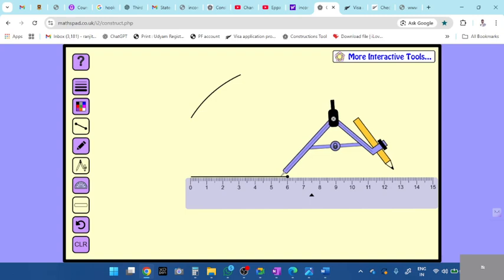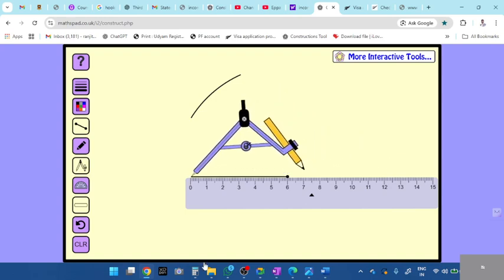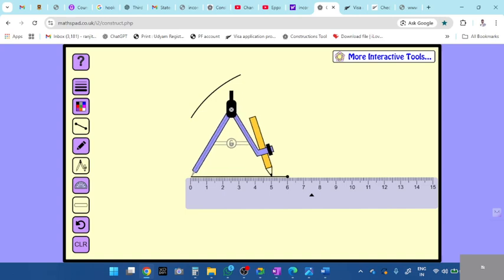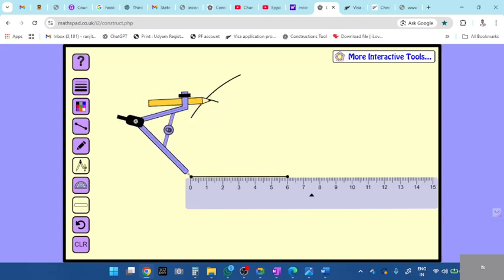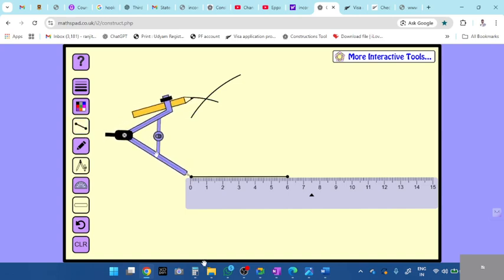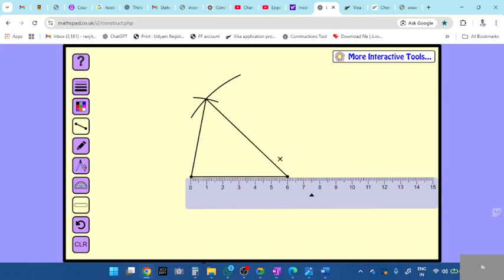Base 6 centimeter, right hand side 7 centimeter. Done. Left hand side take 5 centimeters, students. Take 5 centimeters. Join these three lines. You should get a triangle like this. It's a scalene triangle.